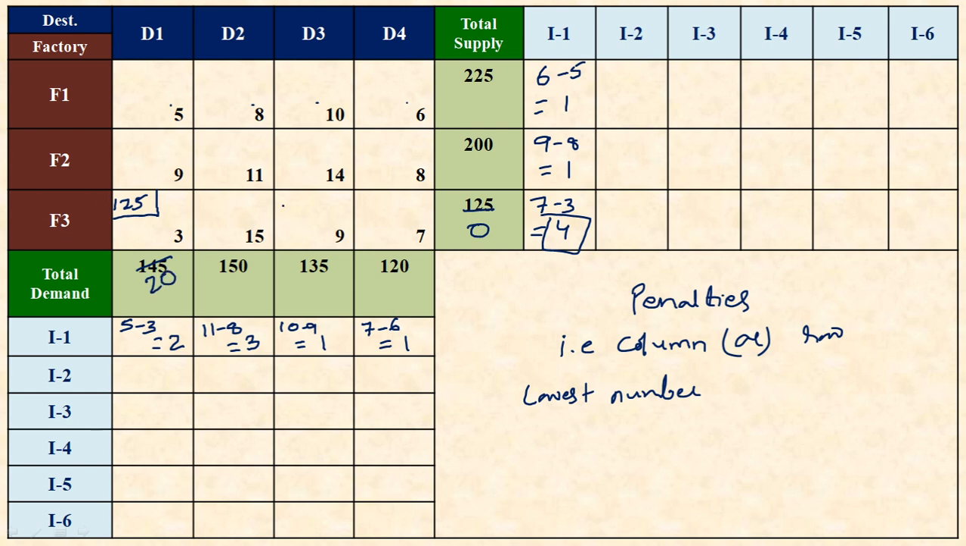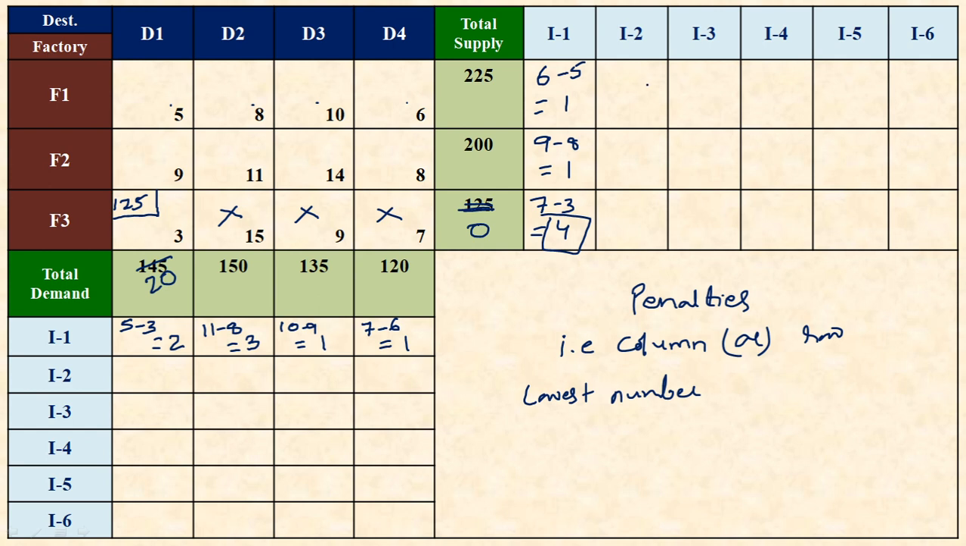And see that F3 total will become 0. So that means there is no more supply or stock of F3. So for that purpose, D2, D3 and D4 of F3 may not be considered for the next level of the problem calculation. Now the matrix is reduced to 2 rows and 4 columns.